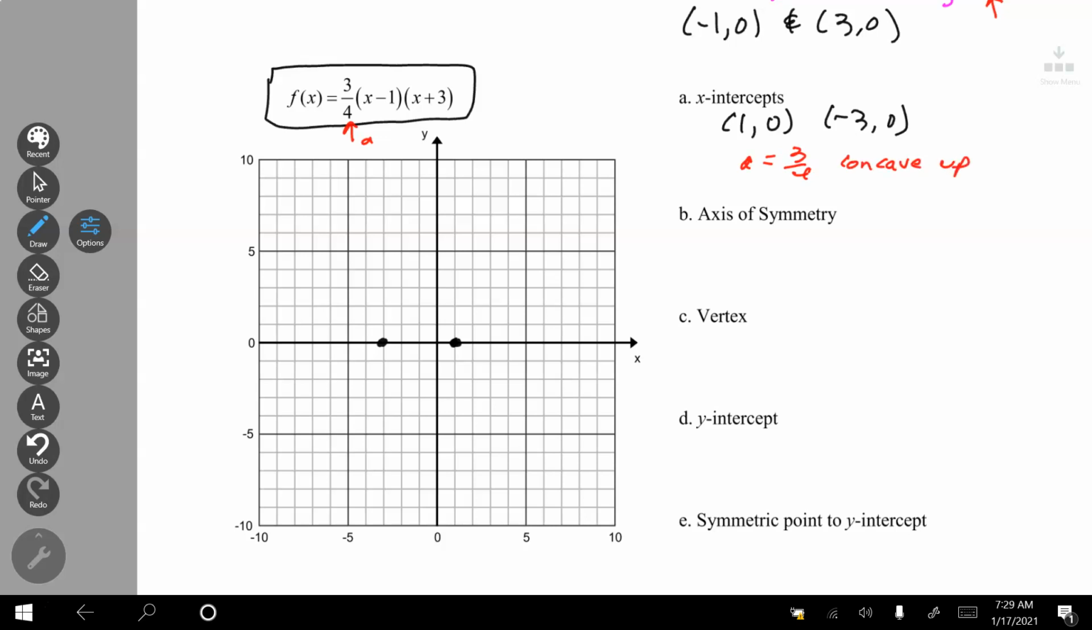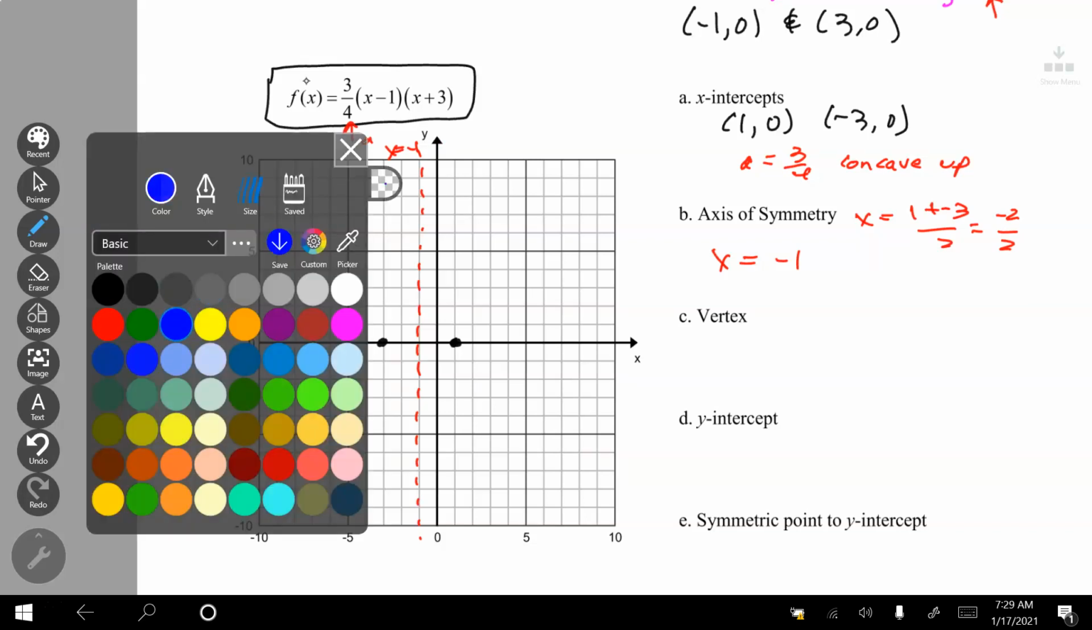The axis of symmetry is in the middle of those 2 points, so my axis of symmetry is going to be 1 plus negative 3 over 2, which is negative 2 over 2. I have x equals negative 1 as my axis of symmetry. I'm going to draw that right here. And this is x equals negative 1.